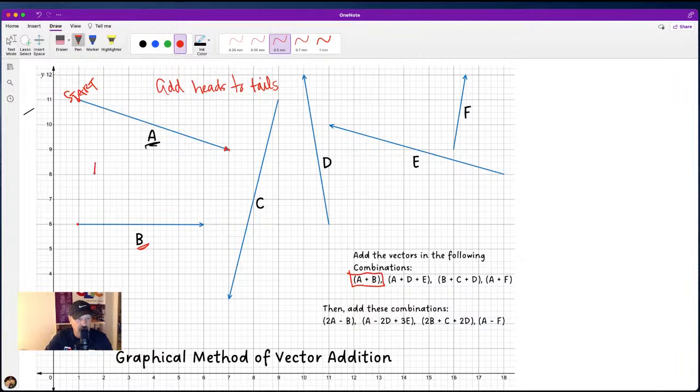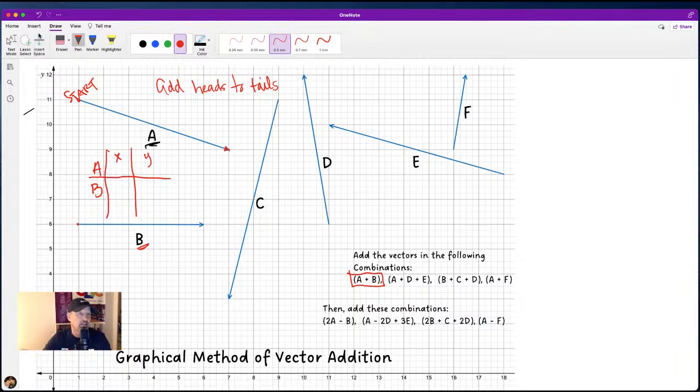We're going to say A, and we're going to have an x value and a y value for A, and then we're going to have B, and the x and y value. So we've got a little data table here, x and y, for vectors A and B.